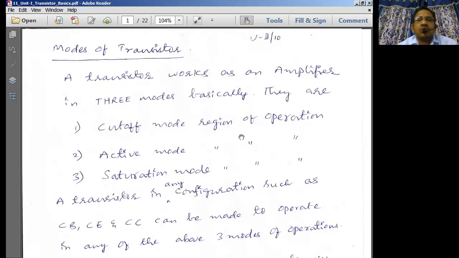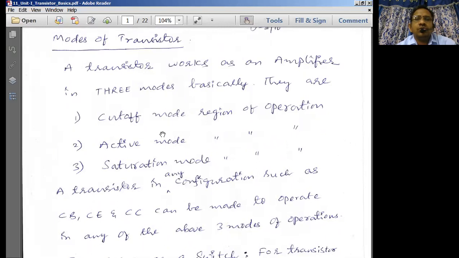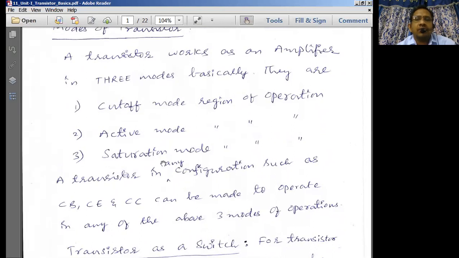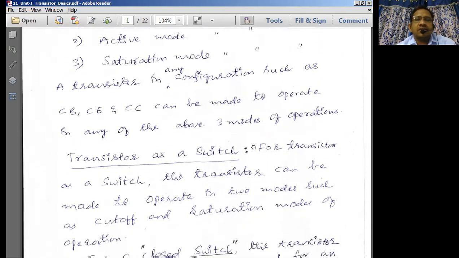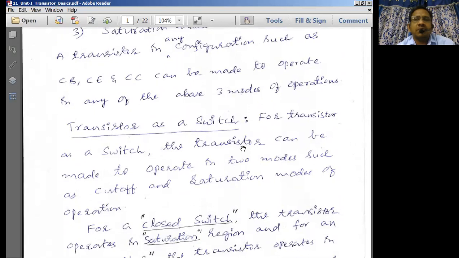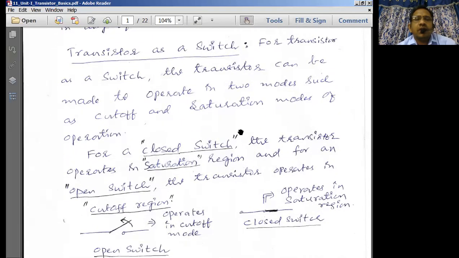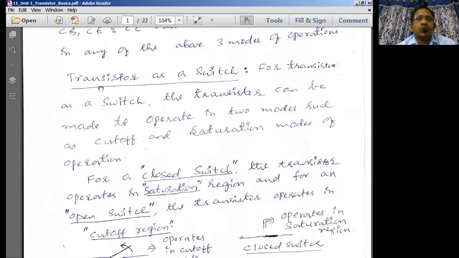A transistor works as an amplifier in three modes basically. They are called the cutoff mode, active mode and saturation mode. If you want to use a transistor as an amplifier, the transistor is always going to operate in the active region. A transistor in any configuration, such as CBC, can be made to operate in any one of the above three modes. Now there are two applications of a transistor. One is as a switch, another one is as an amplifier.